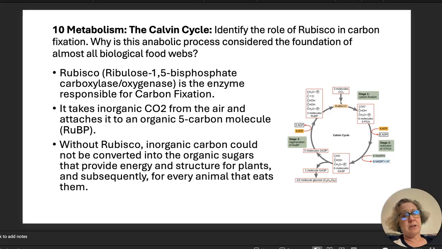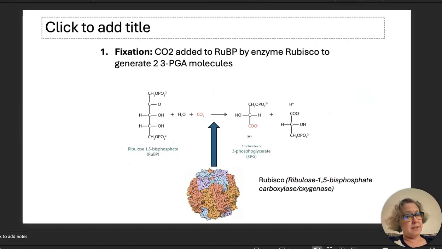Okay, just a reminder, the Calvin cycle, Rubisco is the enzyme. Here's the slide from before. So ribulose 1,5 bisphosphate is the chemical, right? With water, with CO2.